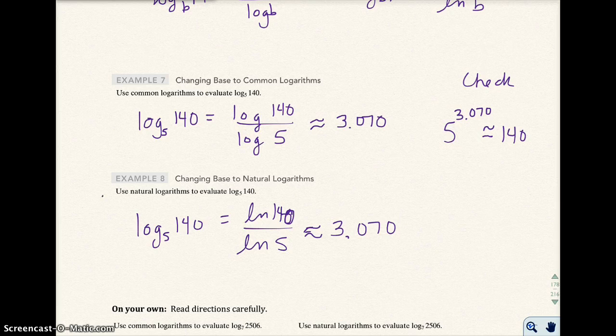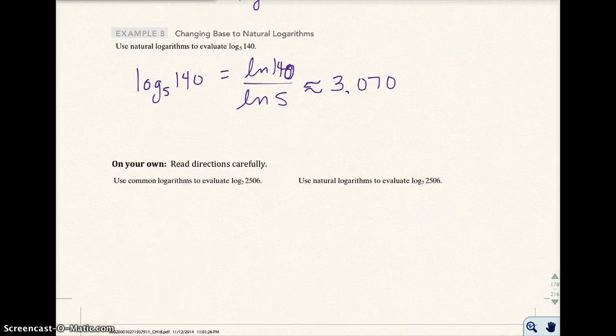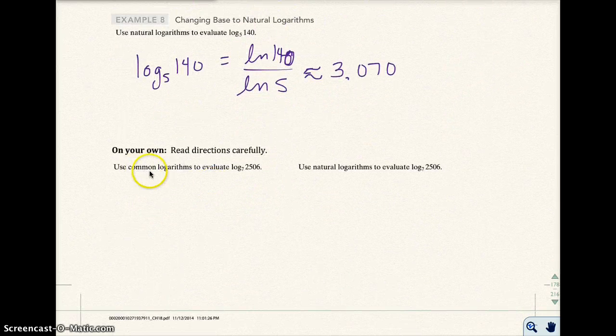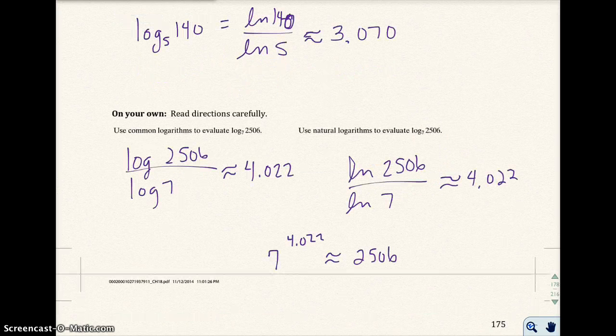Okay, so on your own, go ahead and do these two problems and read the directions carefully. On the exam, we'll have one where you use the common logarithm and one with the natural logarithm. Okay, so when you use the common logarithm or the natural logarithm, you should get about 4.022. And then I'm going to check that. Remember, 7 is your base. That's your exponent. And it should be approximately 2,506, which it is.